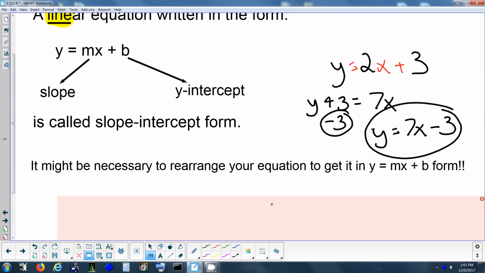All right, are we putting this somewhere? You don't have to write that down. I'm just showing you that. We're going to do an example that's not in slope-intercept form. Now, again, we don't have to put this anywhere. Let's look at this.